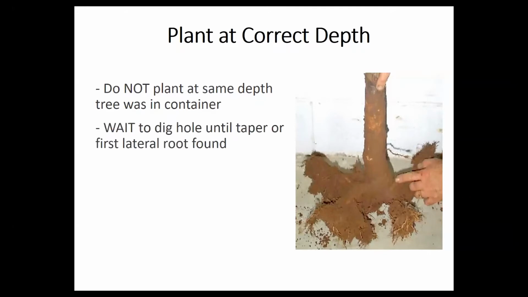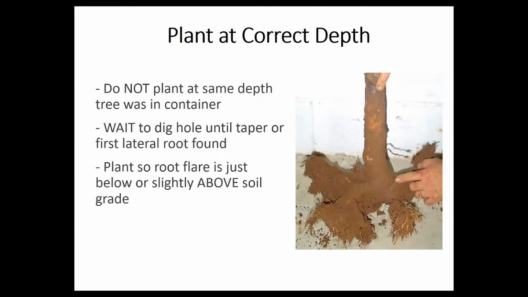So wait to dig a planting hole until you find that trunk taper, that first lateral root. In the container, just take the tree out of the container and push back that soil until you find that first strong lateral root. When you're doing that, you're going to be removing some fibrous roots, but that's okay. And then you plant it so that the root flare, or trunk taper, is just below the soil grade or just slightly above it. If you have a heavier clay soil, we say to plant 1 to 2 inches above the soil grade.